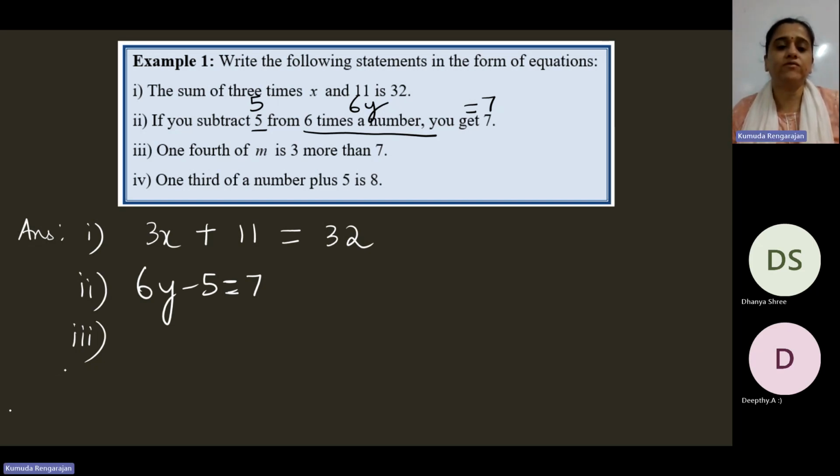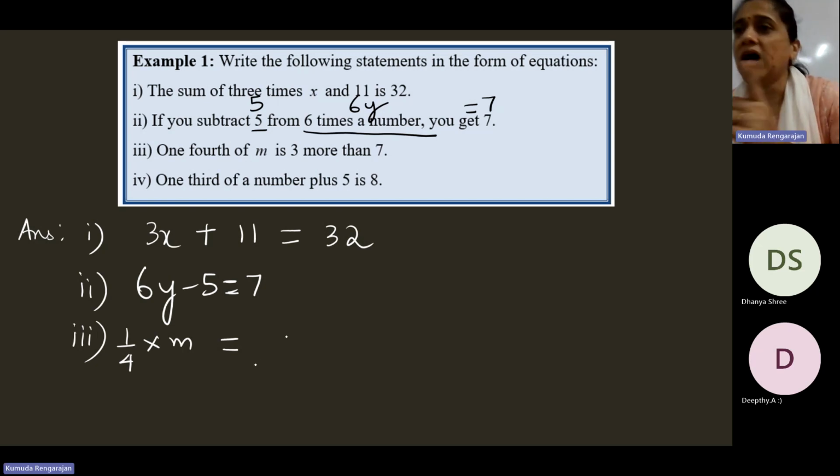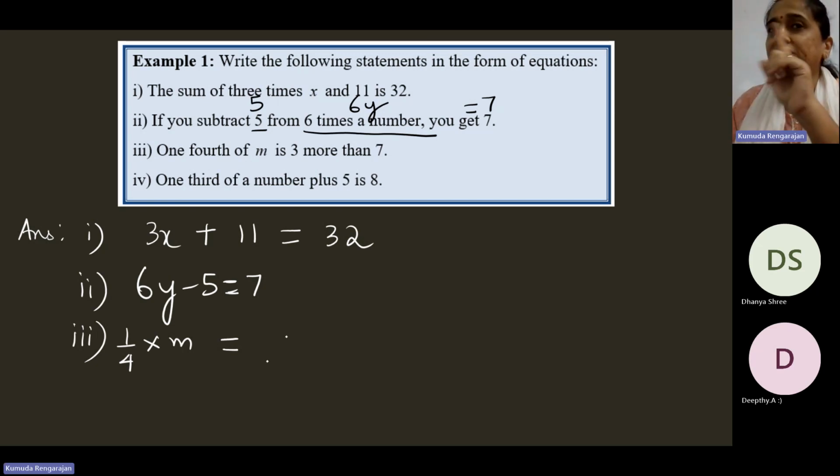Next one. 1/4 of m. Of means again multiplication. Of stands for multiplication. 1/4 meaning 1/4, of into m is equal to 3 more than 7. Whatever comes after more than, less than should be written first.